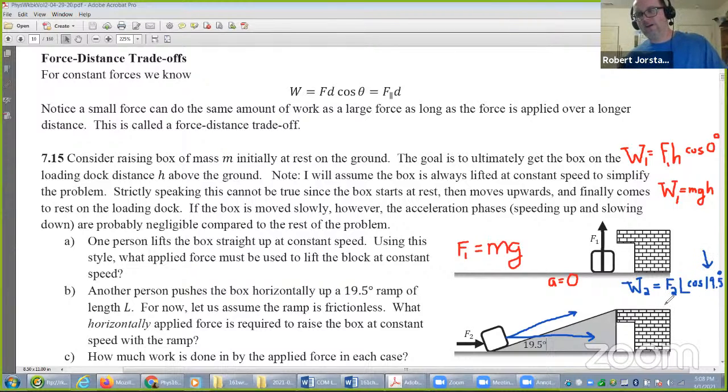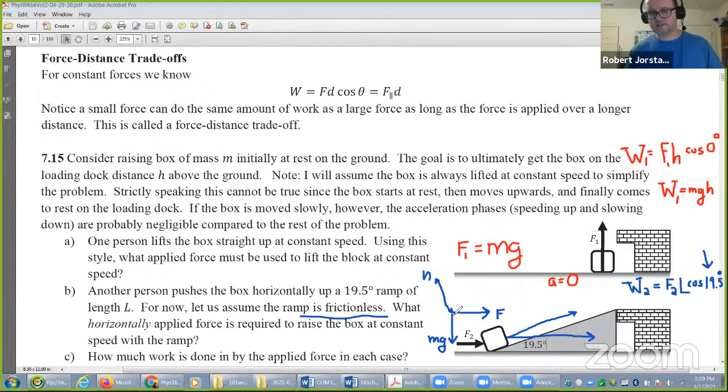Now, when I punch this in, I'd have to do an FBD for this object too. So let's do that FBD. F2 is this way. Is there friction here or are we ignoring friction? Frictionless. So we don't have to worry about friction. That's cool. There's mg straight down. And then there's also the normal force off this way a little bit. Sorry, it's a little crooked there.